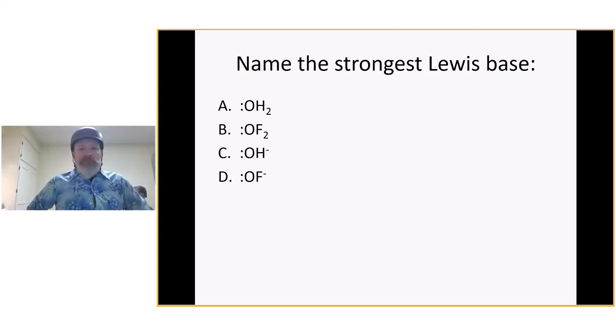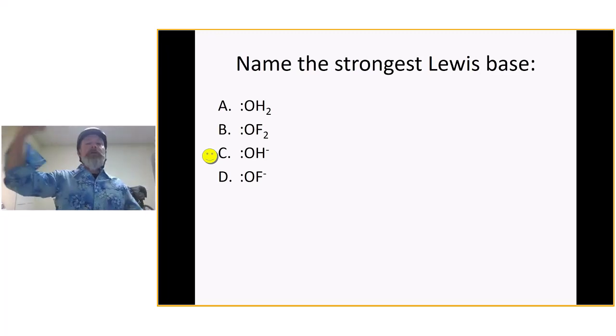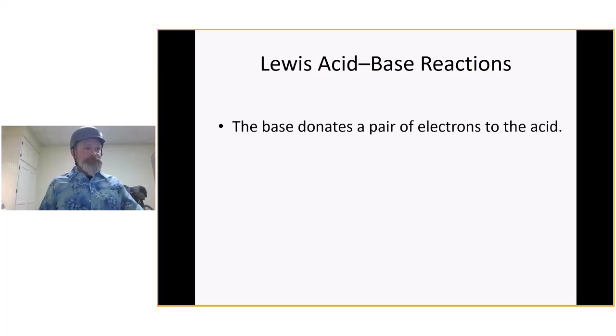Okay, now that you have made your decision, let's look at this. Which is the strongest Lewis base? Well, the answer is OH-. 1. It's a negative ion, so it has excess electrons to donate. 2. It's not attached to fluorine, so the H is more electropositive than the fluorine is. Therefore, the O in OH- is better able to donate its electrons to a Lewis acid.